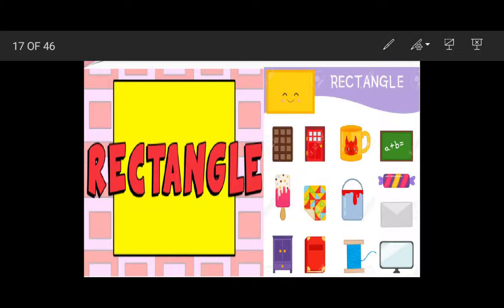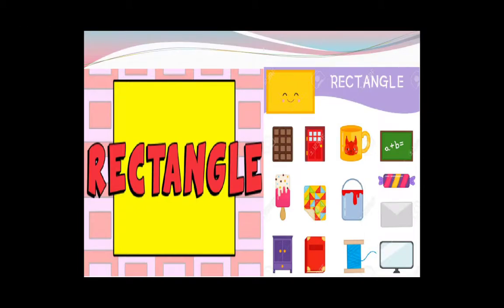Hello students. In the previous video we had started seeing the formulas of quadrilaterals. In that we saw the different formulas of quadrilaterals to find the mensuration. Mensuration of a quadrilateral means we are interested in finding the area and perimeter. So today in this video we are going to see the mensuration for rectangles.